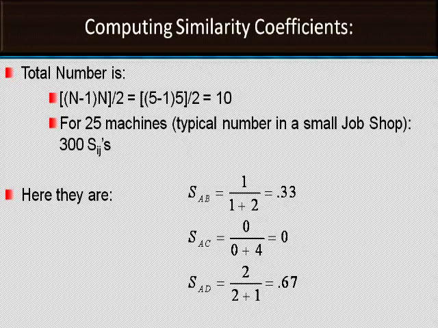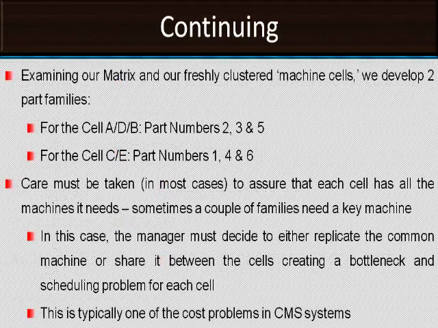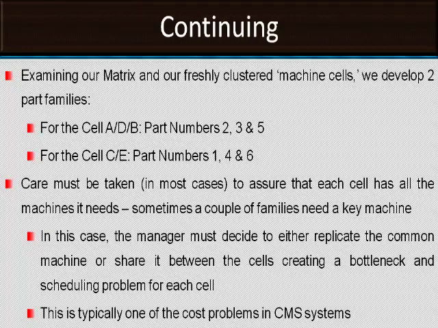Now, if a similarity quotient of 0.33 is considered, we can group A and D, A and B, B and C, and C and E. All these four pairs can be clubbed into one cluster, because for all these four pairs, the similarity quotient is more than 0.33. The remaining cannot be clustered if you take a similarity quotient of 0.33 as the means of clustering. So these four form a cluster and the remaining form a declustered group. So now from the previous matrix we can formulate a cell with A, D and B.